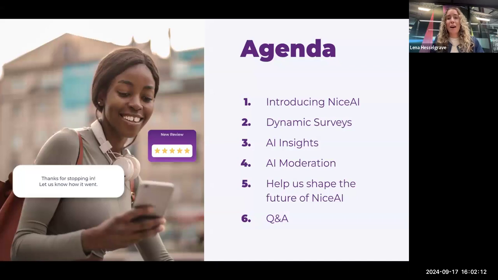I'll give you a quick overview of our agenda today and what we're covering. So we'll first hand over to Paul. He'll introduce you to NiceAI, what it is, why we've created it, and some of our principles related to how we're thinking about AI. Then Reagan Nickel will take us through our dynamic surveys, our AI insights, and AI moderation. 3 super exciting new features that are available now. And then we'll jump into a section where we'll have a poll where you can help us shape the future of NiceAI. So really be part of the super exciting journey that we're on together. And then finally, we'll have time for Q&A as well.